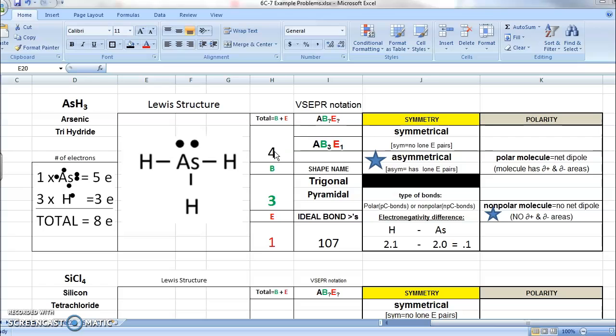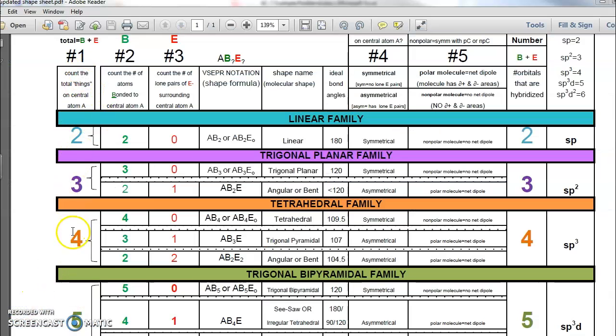So when we use our shape sheet, we're going to be looking in the 4 first column. And then we're going to find the 3-1 combination. So our total things were 4. We're going to be looking in the 3-1 combination. Our B is 3, our E is 1. There we go. We've got that. That's very simple. For the shape formula, all we do is put the 3 as a subscript next to the B. E is our lone pairs of electrons. We put that next to the E as a subscript, and E sub 1 is the same as an E.